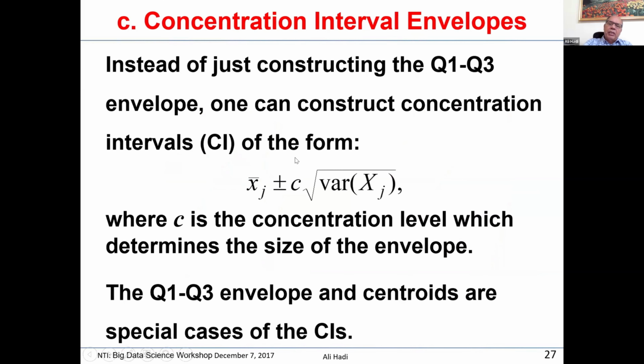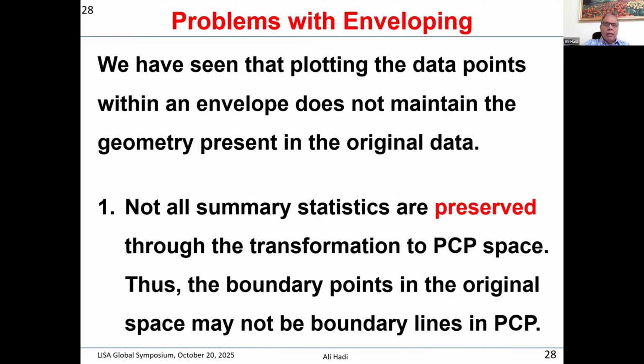The concentration intervals look very much like a confidence interval for each variable, because you take the mean of each variable plus or minus a value. Usually it is a critical value times the standard deviation of that variable. But here it's not really a critical value. We just simply take values and we increase them, okay? And then we see how the plot looks as a function of this C.